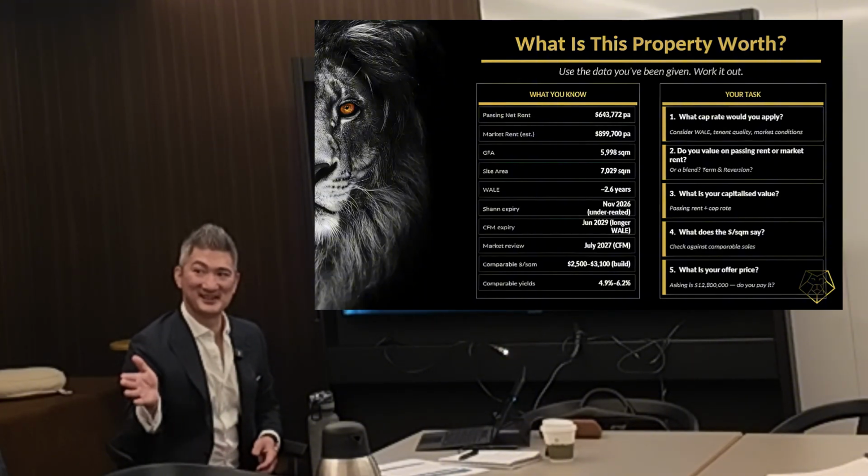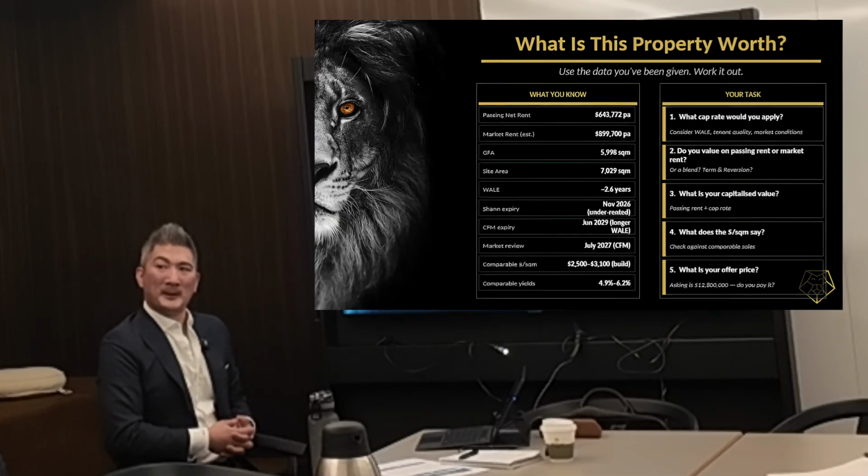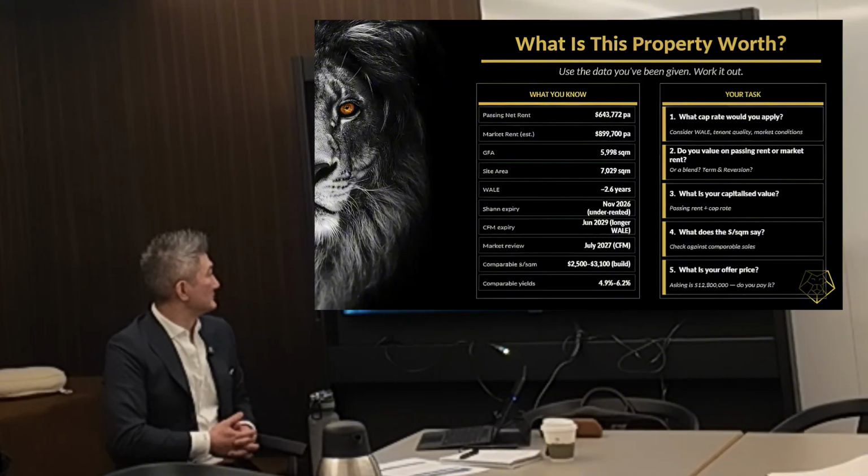Okay, 5.5, 6, 5.2. I'm probably mid-5 as well. I think the market rent is a very strong indication of where this property is going to go. Obviously, the WALE being shorter is probably what brings up the cap rate. But having the market rent that much higher than your current rent probably adds some safety and brings the cap rate down a little bit. So probably mid-5s, I would say. There's one thing pulling you one way, another pulling the other way.